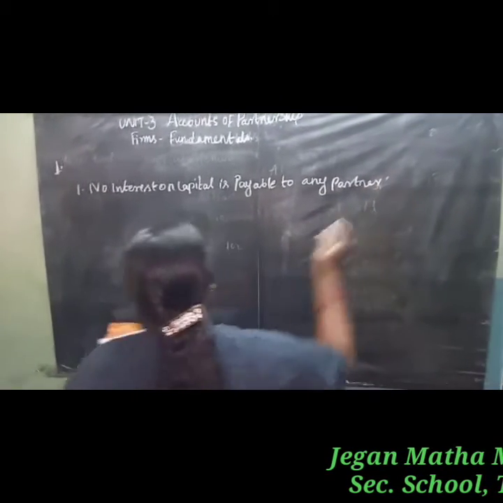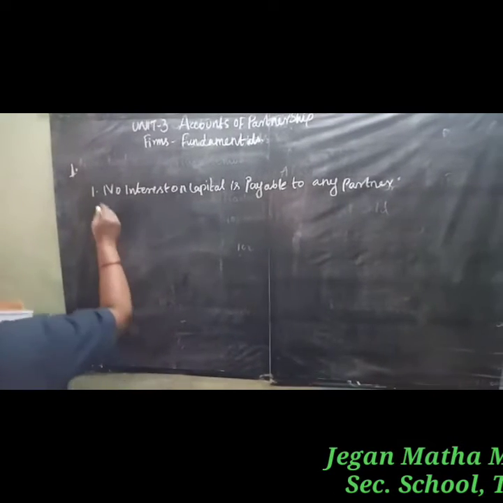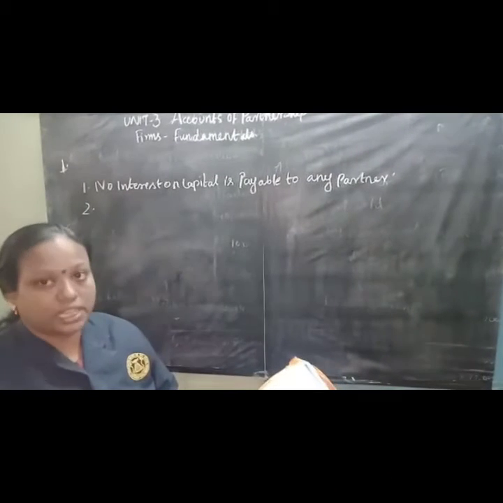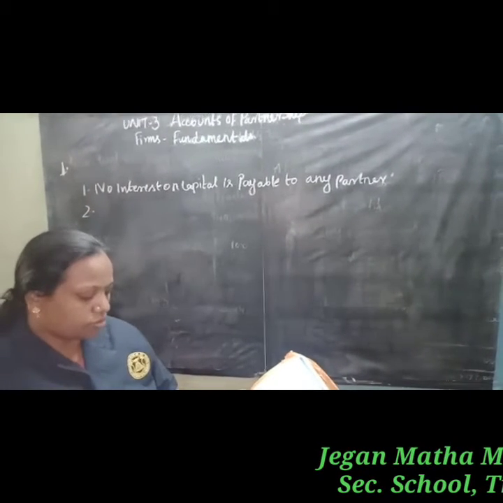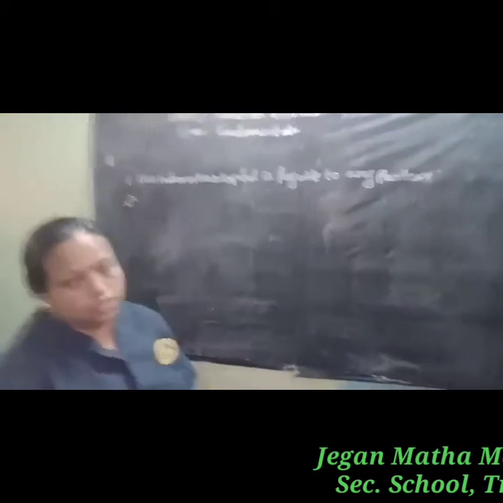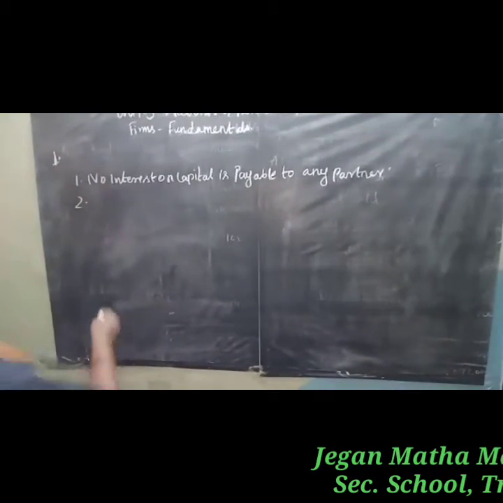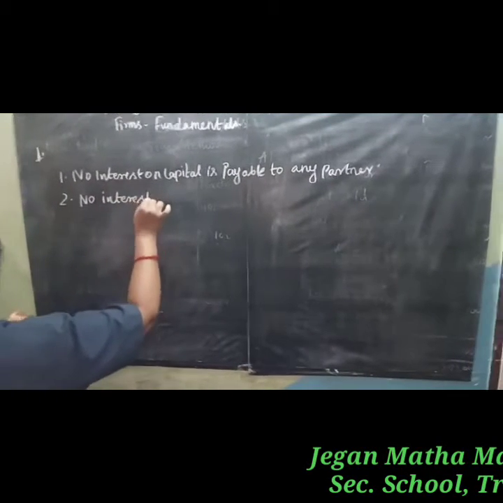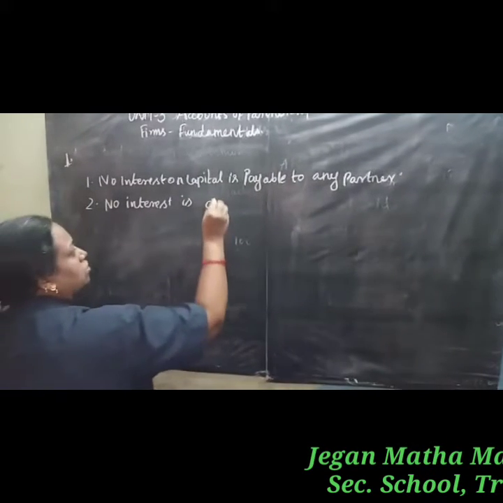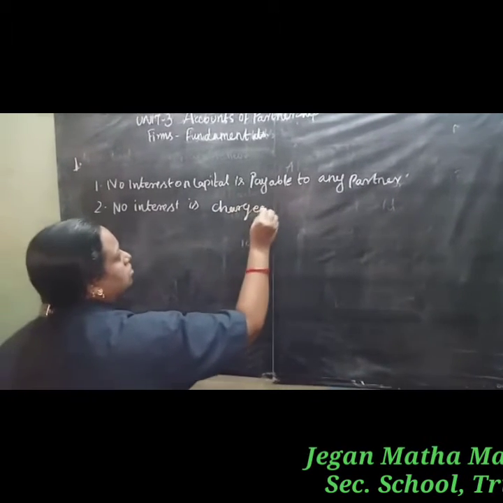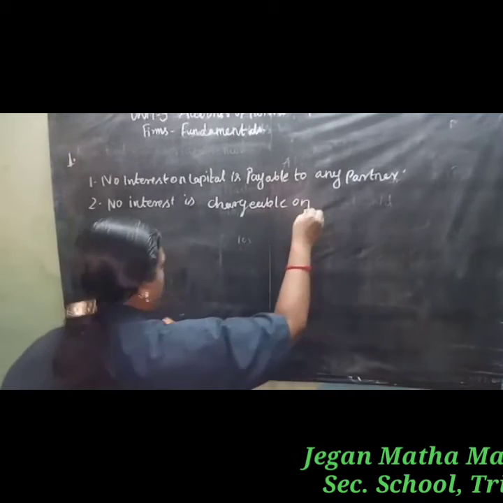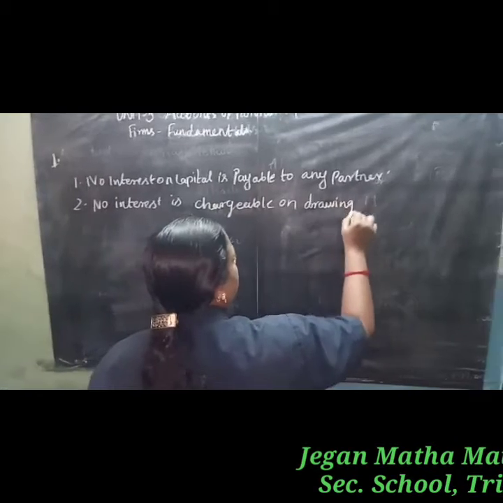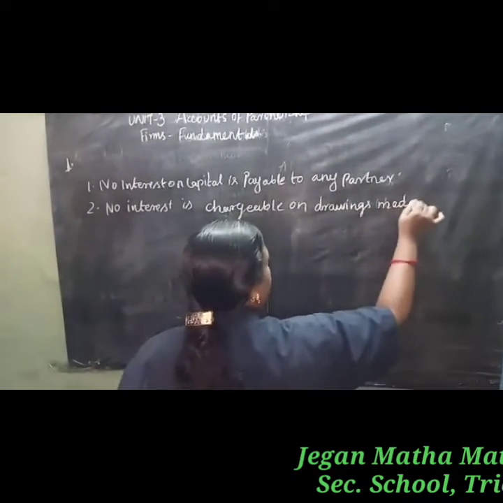Okay. Second question, Bala withdrew 3,000 per month. Other partners ask Bala to pay interest on drawings 8% per annum to the firm. But Bala did not agree to it. What is the answer? Same thing, no interest is charged. No interest is chargeable on drawings made by the partner.